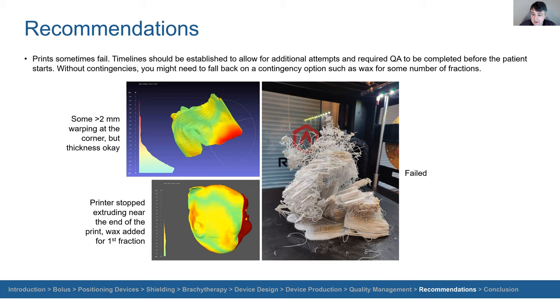Shown here are a couple of examples of failure. In one case, there's a little bit over a 2 mil warp at the corner of an object, but the thickness was fairly consistent. So the dosimetric impact of that, probably quite small. In the next one, the printer stopped extruding near the end of the print. And so there was just a centimeter or two of material that wasn't there. And for the first fraction before we reprinted this, we just added a wax block to fix that issue. Sometimes you can't fix the issue. And shown here is what we call a bird's nest, just a very large failure and a waste of a lot of filament.